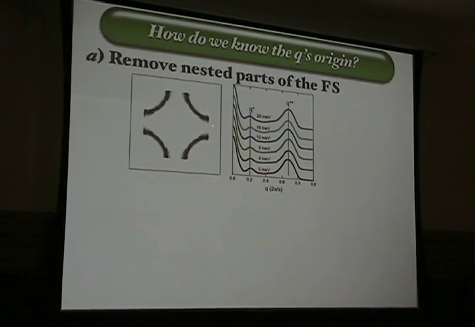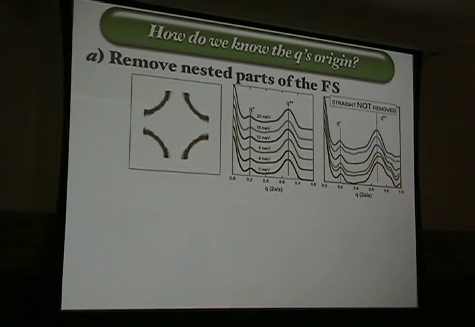In fact, these peaks have slightly different hue than these peaks. Okay? You can actually see the two different. Alright, so this effect is just the end of the arc, it's not the parallel straight parts of the Fermi surface. So this is with the straight parts, this is without the straight parts, it's the same data.